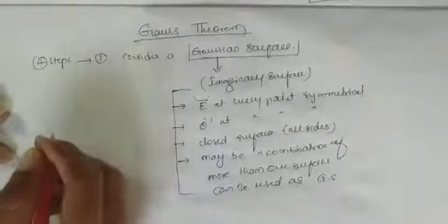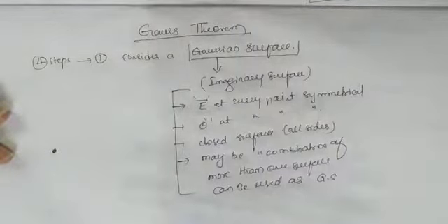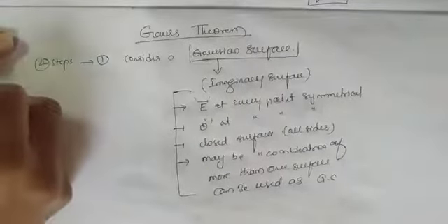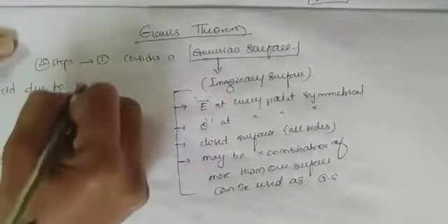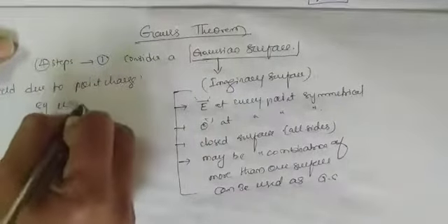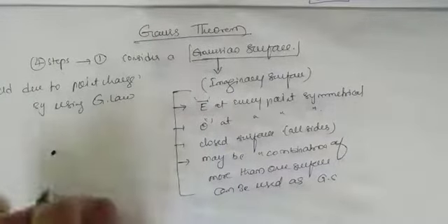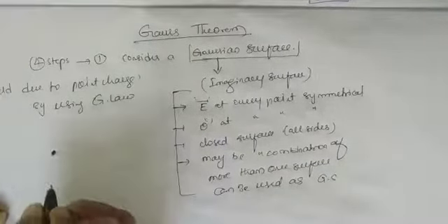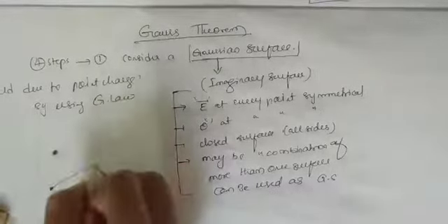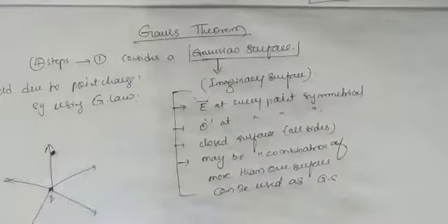In the first step, we are considering one point charge. Now I want to find the electric field due to a point charge by using Gauss law. Here I am taking one point charge Q. This charge gives some electric field lines like this. These are the electric field lines which are due to this charge.